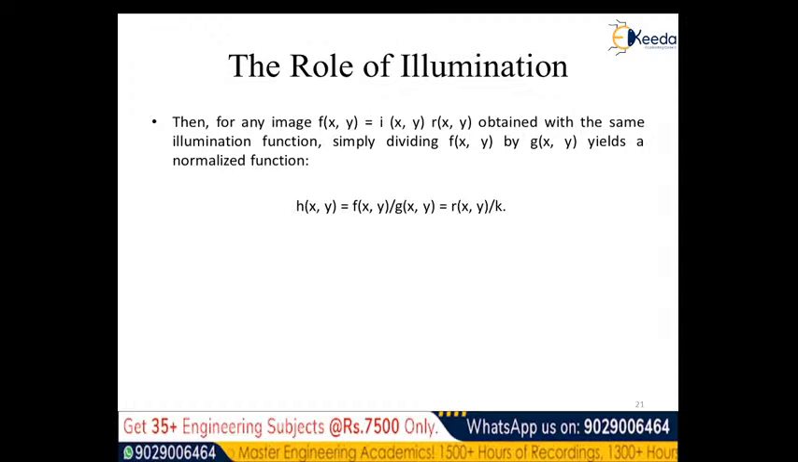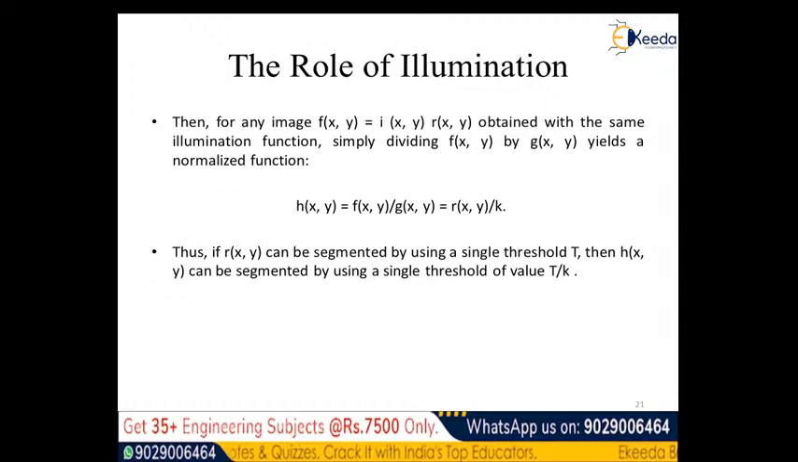Therefore, if r of x comma y can be segmented by using a single threshold generally denoted by capital T, then the normalization function h of x comma y can be segmented by the use of a single threshold of the value capital T divided by k. I suppose this is enough discussion on the role of illumination on the thresholding process for carrying out image segmentation.